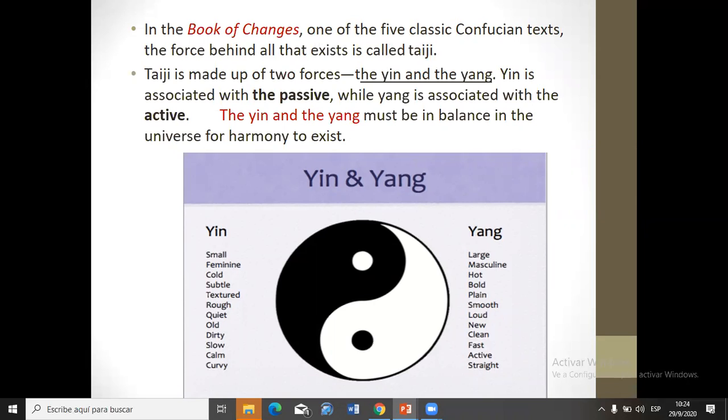And over here, I don't know if you have heard about the yin and the yang. This is the yin and the yang. This picture represents the yin and the yang. It says Taiji is made up of two forces, the yin and the yang. Yin is associated with the passive, while yang is associated with the active. And over here, try to explain what each one of these represents. The yin and the yang must be in balance in the universe for harmony to exist.